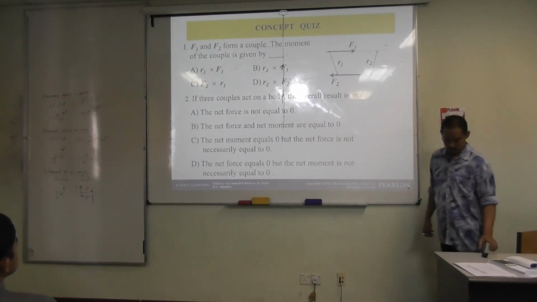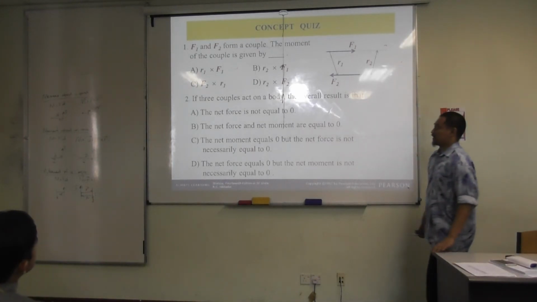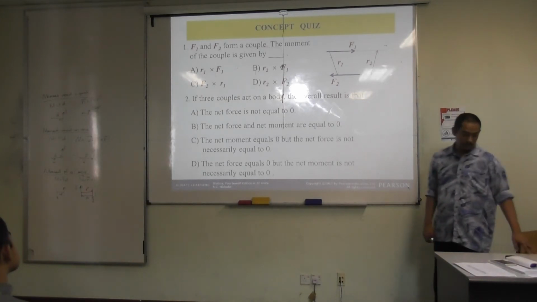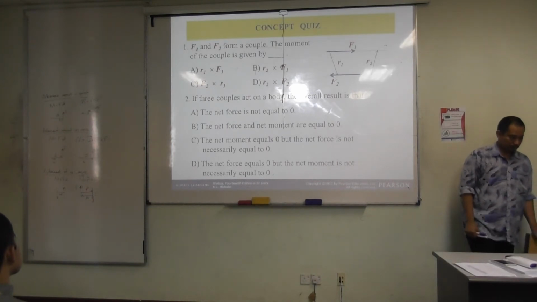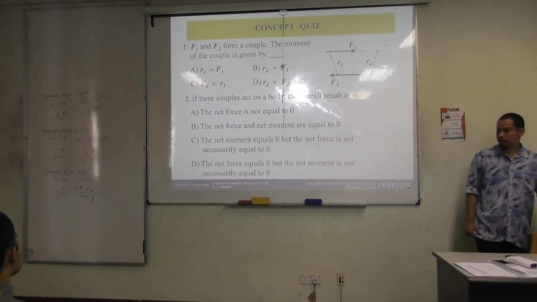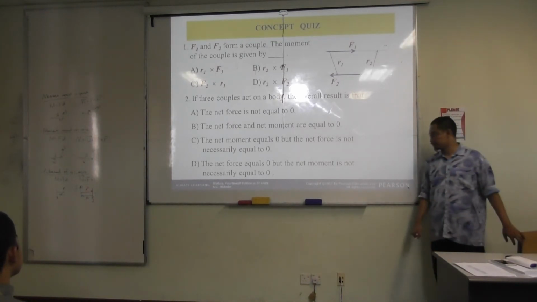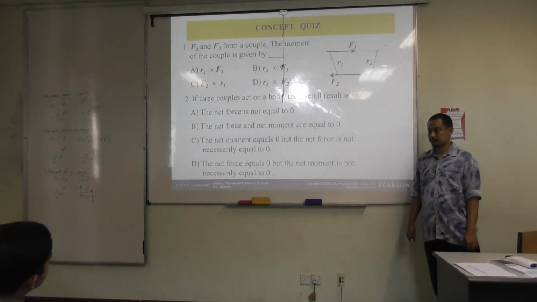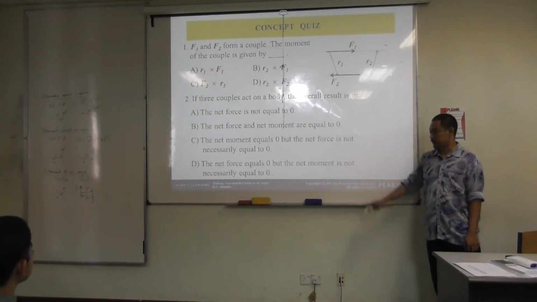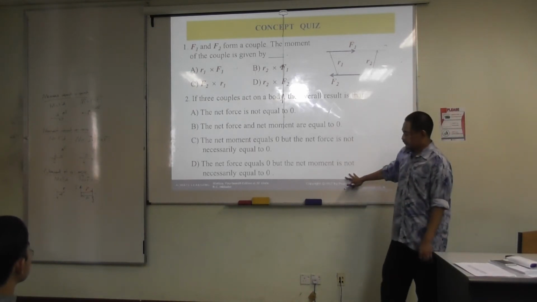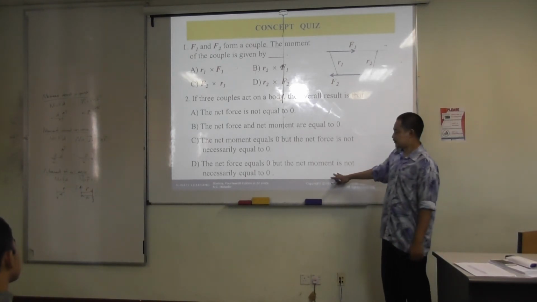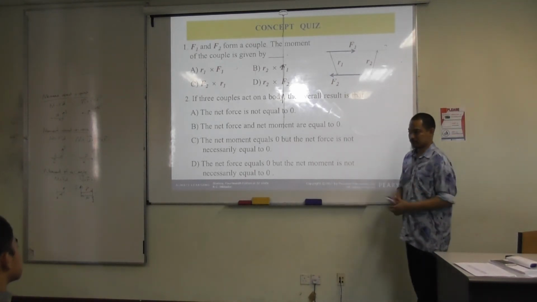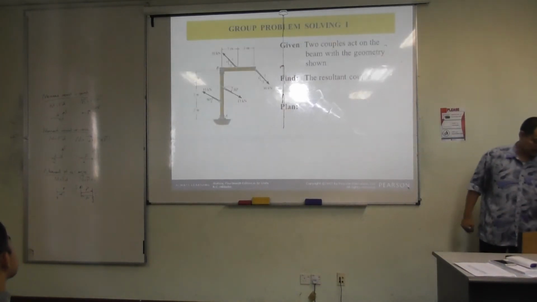Now, another concept question. If three couples act on a body, the overall result will be which one? D, this one. Net force equal to 0, is it? Yes. Any couple has net force equal to 0. The net moment is not necessarily equal to 0, right? It depends on whatever values we have. Right, okay. So you understand the concept.